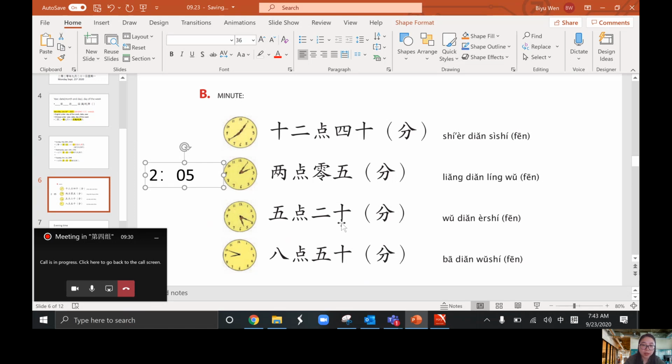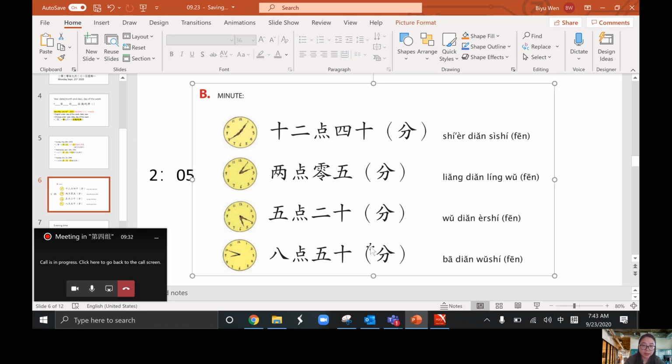好. And next one is 5:20. 5:20 will be 5点20分. 5 o'clock, 20 minutes.